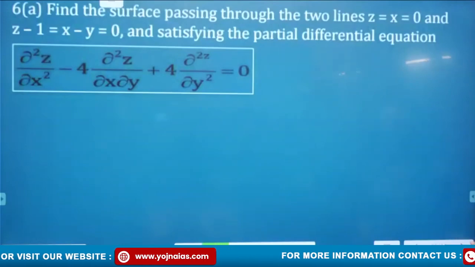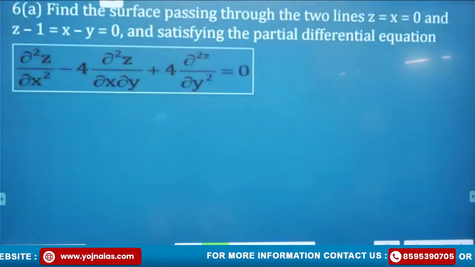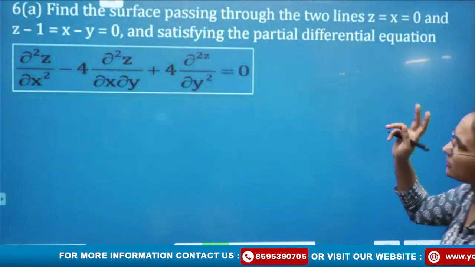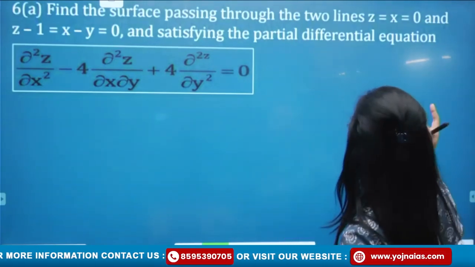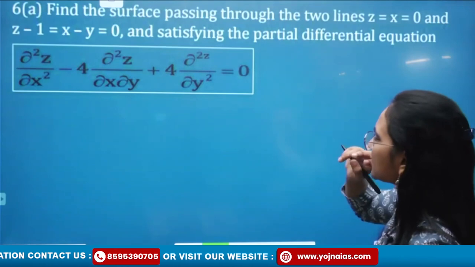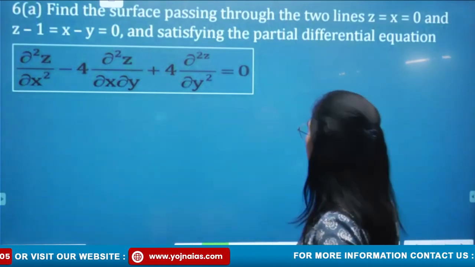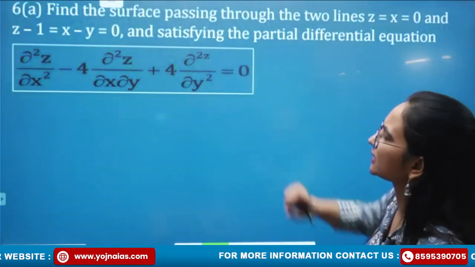Next question. Find the surface passing through the two lines z = x = 0 and z = y, satisfying the partial differential equation. This is the partial differential equation. First, we need to find its solution. And then we need to find the surface satisfying this condition.